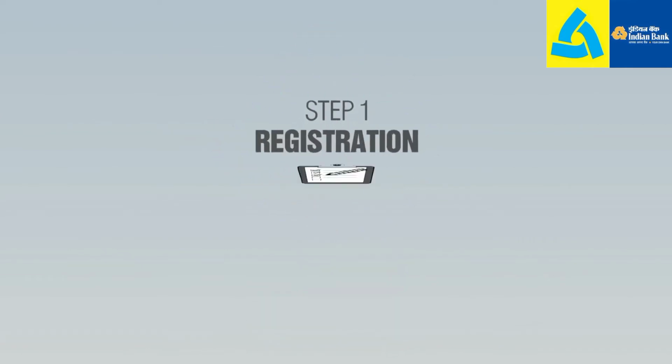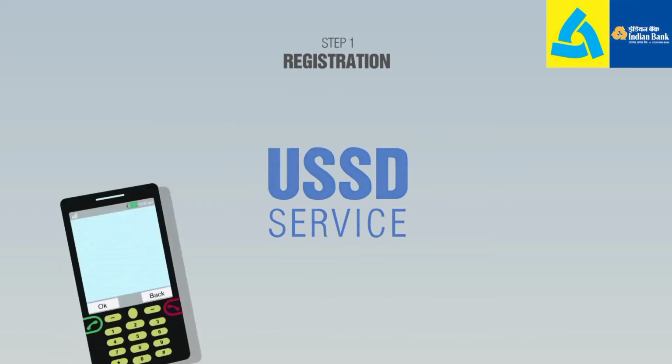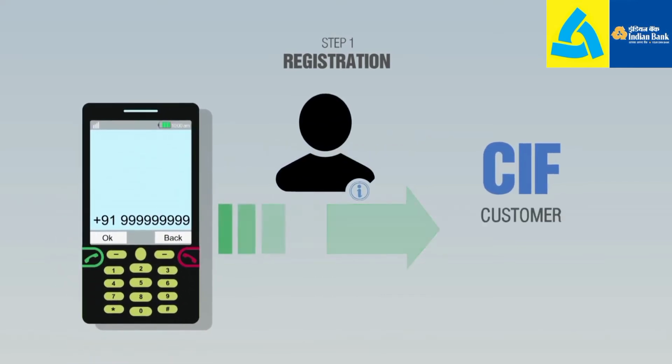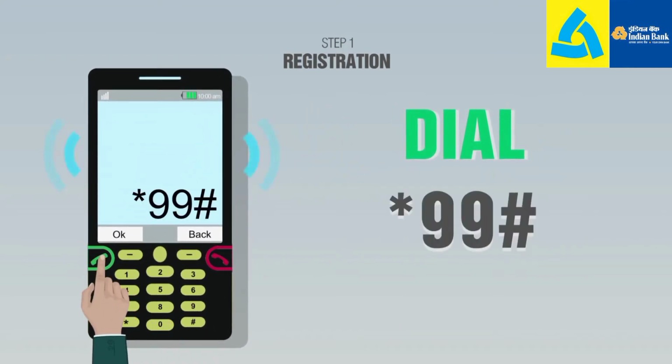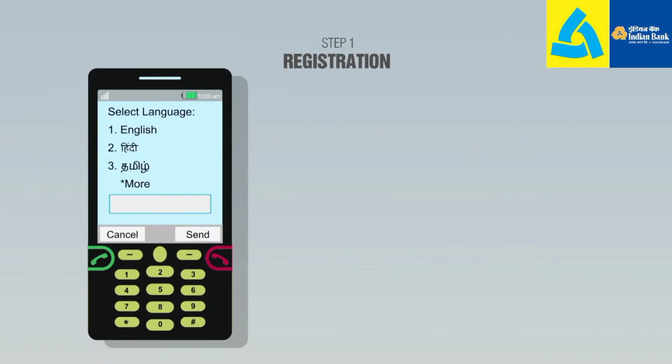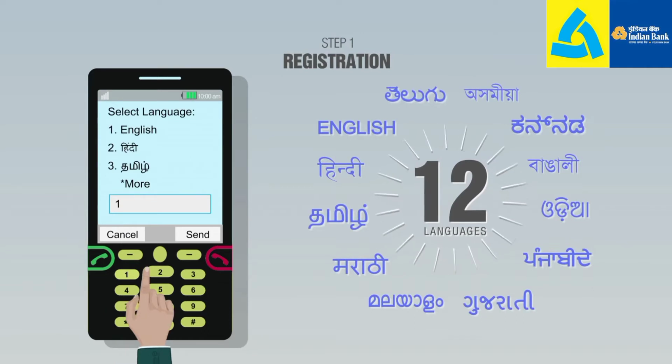Step 1. Registration. To use the USSD service, your mobile number should be linked to one customer information file only. Please dial *99# from the mobile handset. Select your preferred language number from the 12 languages displayed and press send.